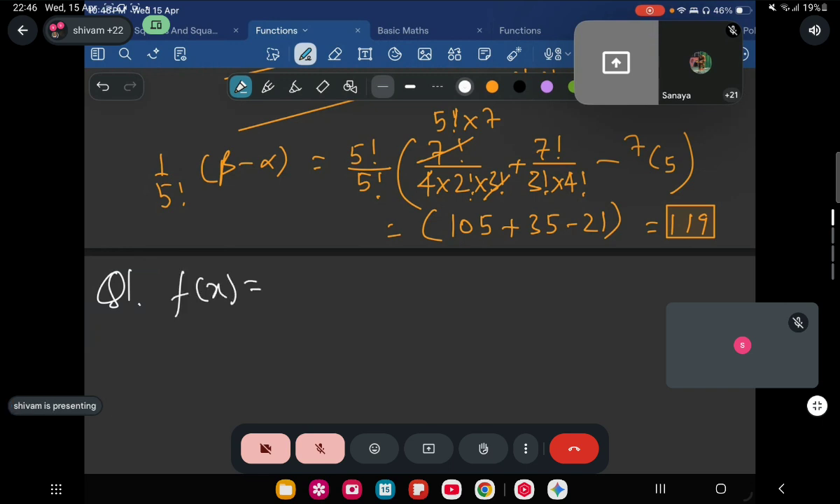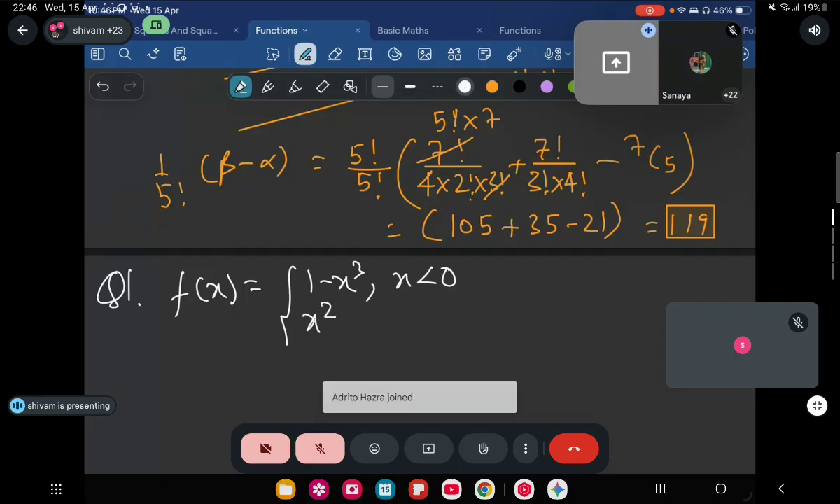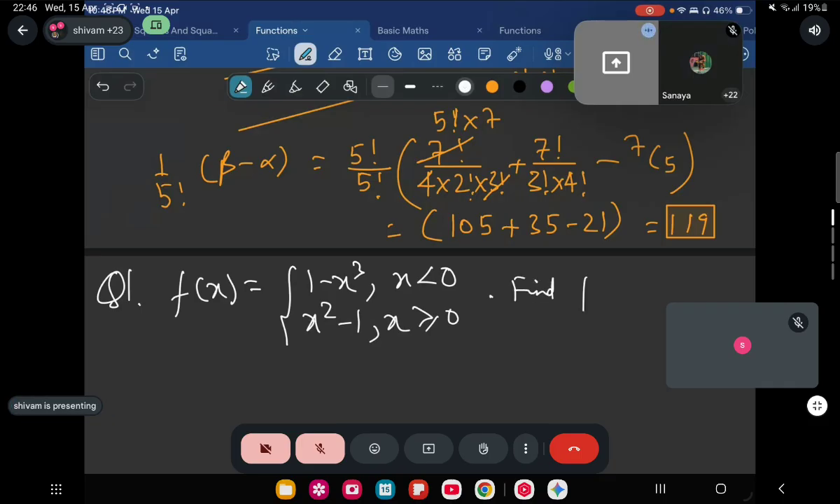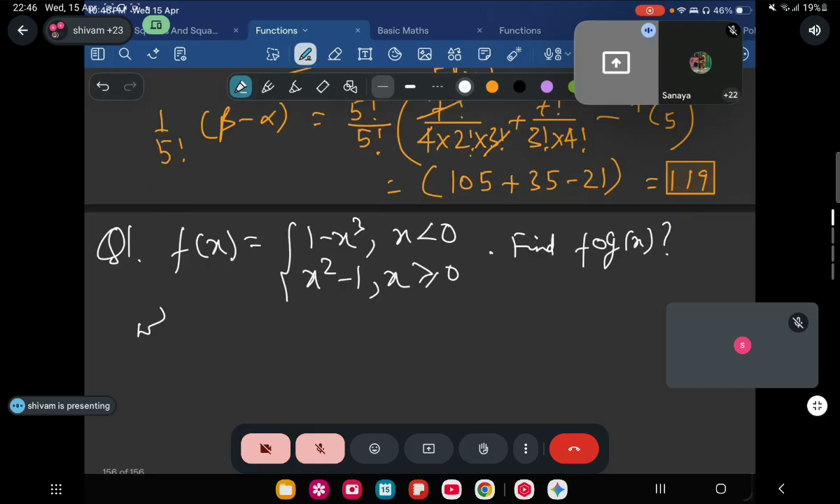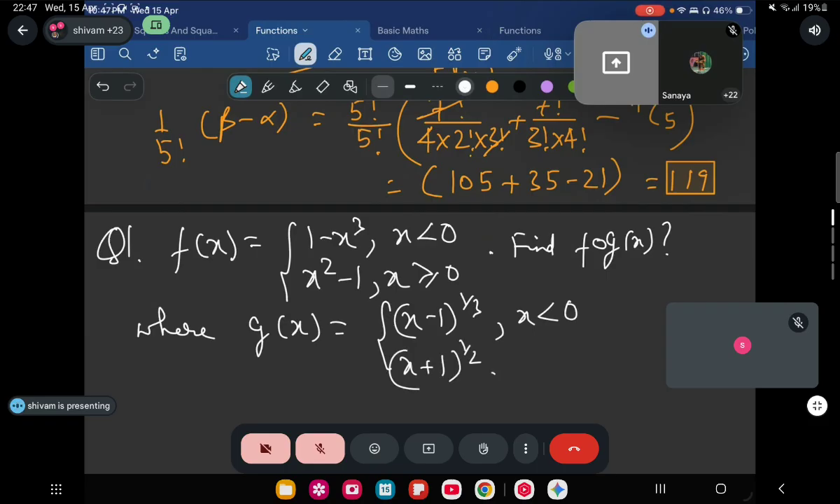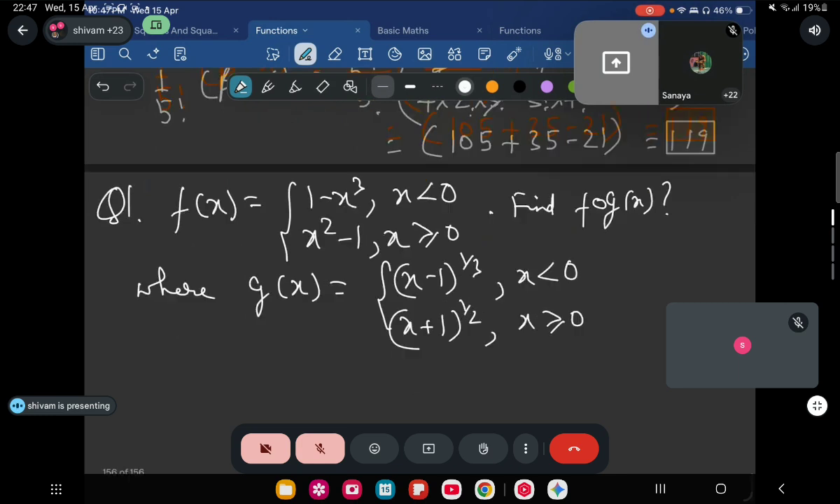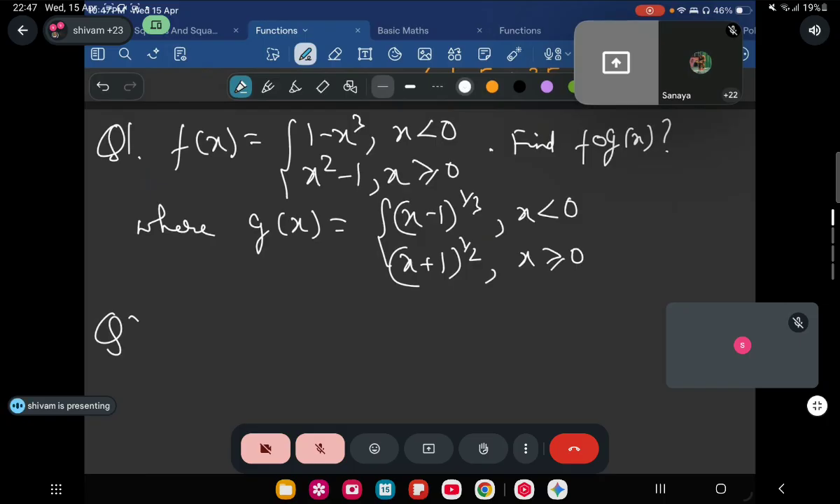f of x is equal to 1 minus x cube for x less than 0, and it is x square minus 1 for x greater than or equal to 0. Find f of g of x, where g of x is equal to (x minus 1) to the power 1 by 3 for x less than 0, and it will be equal to (x plus 1) to the power half when x is greater than or equal to 0. Okay, quickly solve, everyone. Question number 2.